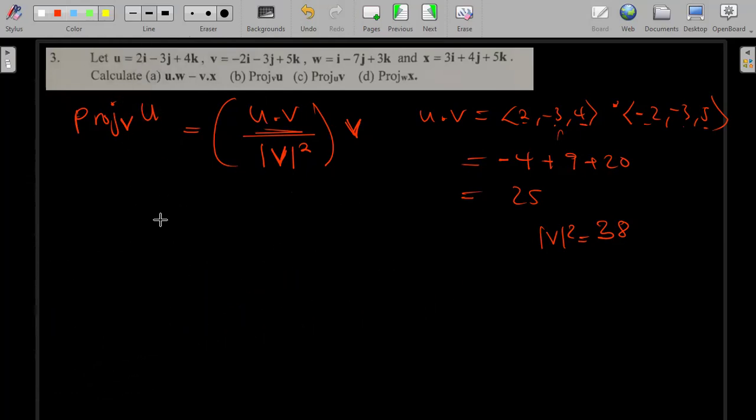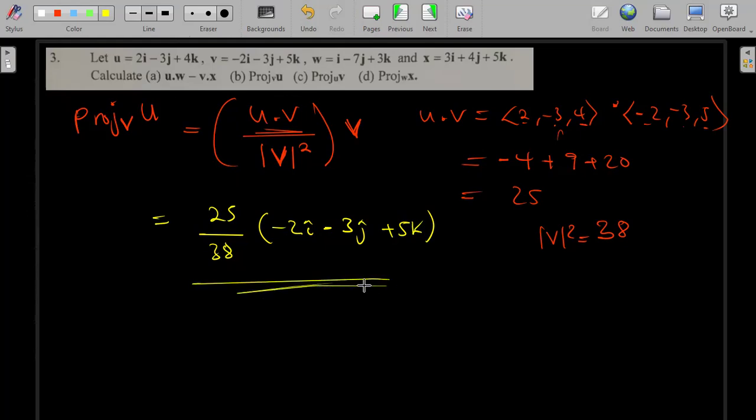When I replace here, the dot product is just 25. Then over that is over 38. Then multiplying the vector V, which is -2i minus 3j plus 5k, like that. Okay, so this is what I get. And of course, if you want, you can multiply each and every component by this, but if you desire, you can just end here.